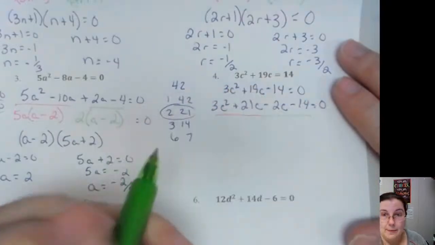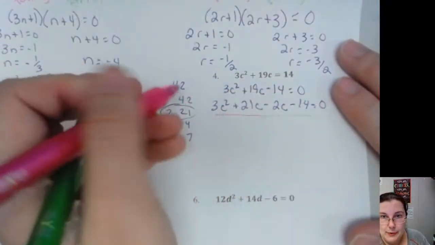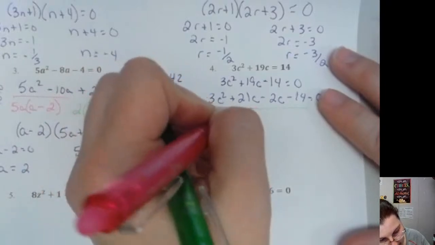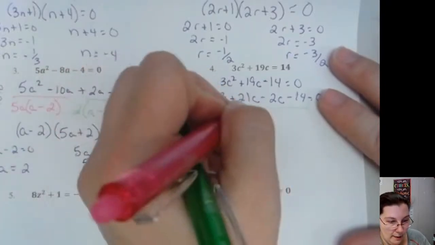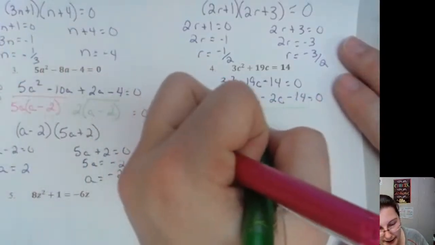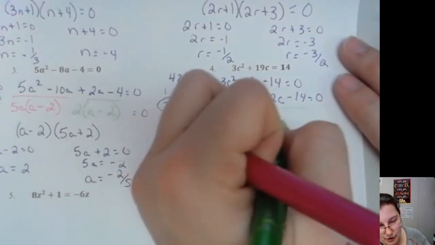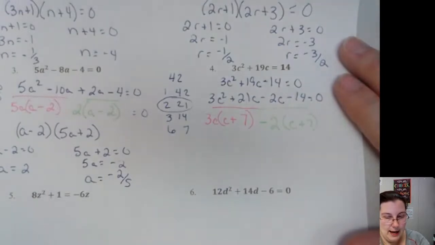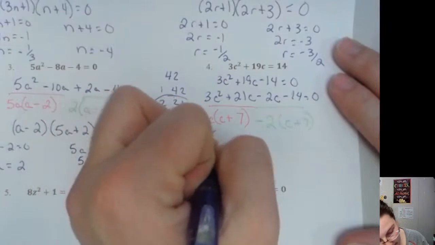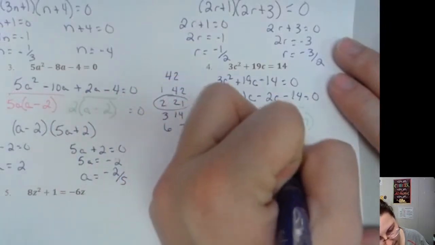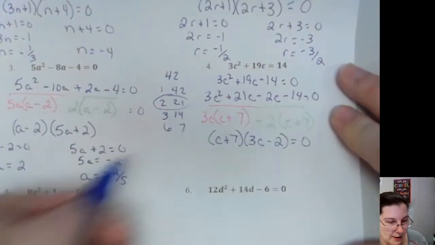So we're going to split this up this way. On my first one, I can pull out a 3c. So 3c comes out. I'm left with c plus, and 21 divided by 3 is 7. And on my second one, because both of these are negative, I'm going to pull a negative 2 out, which is going to leave me with c plus 7. So now again, my greatest common factor here is going to be c plus 7. So c plus 7 times 3c minus 2, and this is equal to 0.